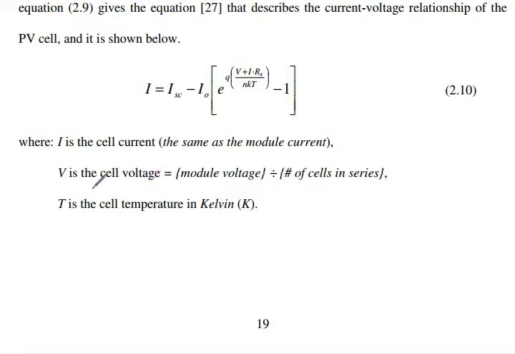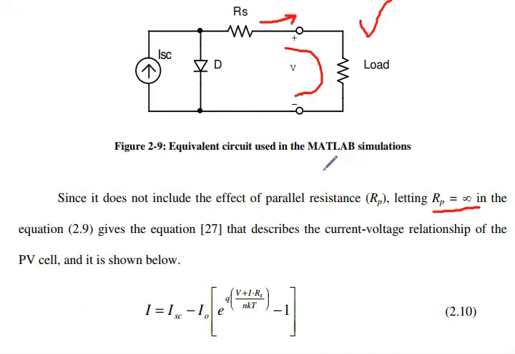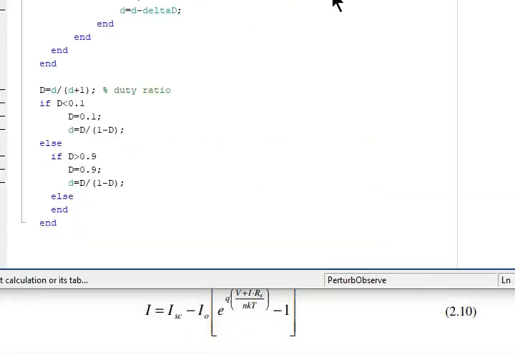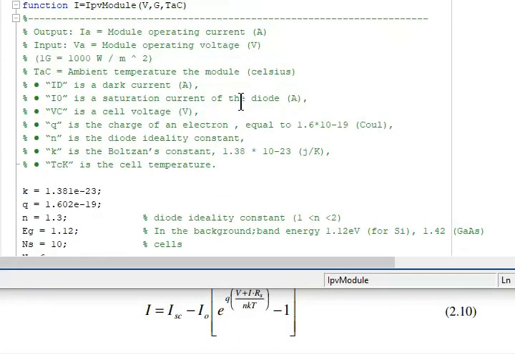Here V is the cell voltage, of the individual cell. This equation and this model are for an individual cell. So we will also see in parallel the MATLAB modeling of this PV cell.